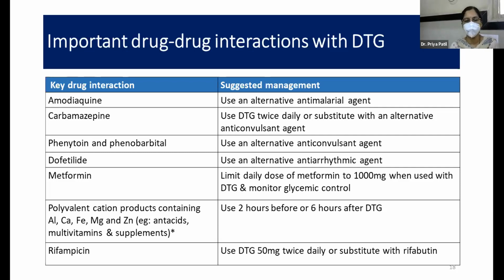Then rifampicin, again and again we are going to stress this: whenever we are going to use a rifampicin based ATT, then the dolutegravir dose has to be increased to 50 milligram twice daily, or substitute with rifabutin.